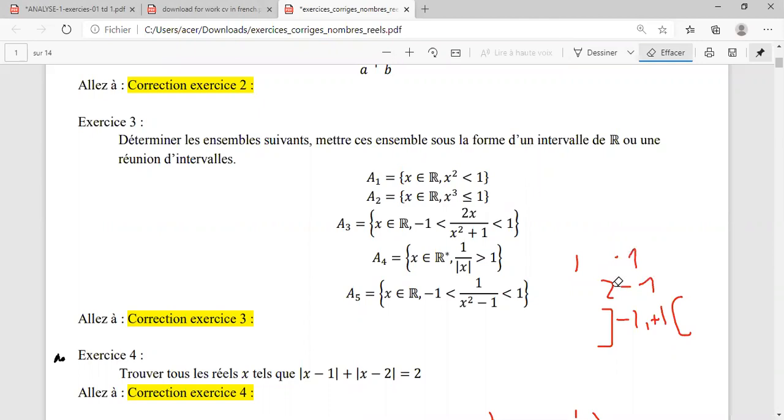Has everyone found that answer? Yes. Sorry, can you repeat the answer? TK, we can repeat. Negative infinity, comma 1. Okay, so how did you find negative infinity? How did you find it? We are solving for this question, TK.